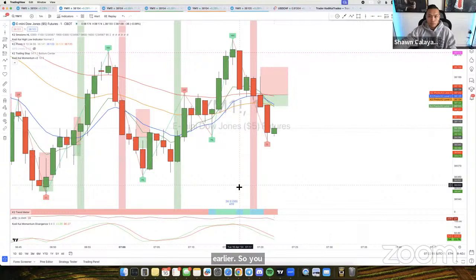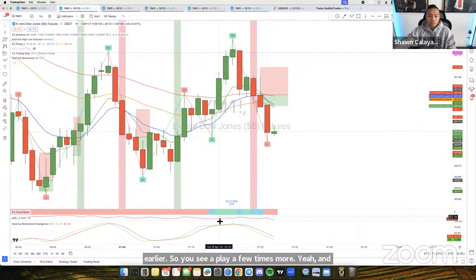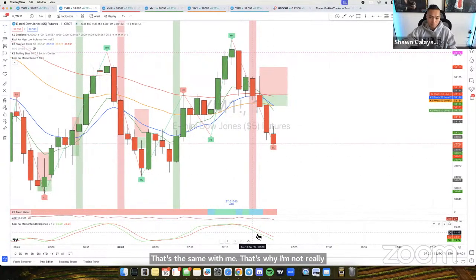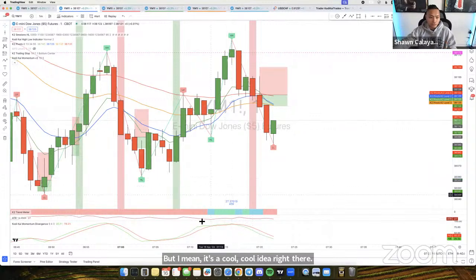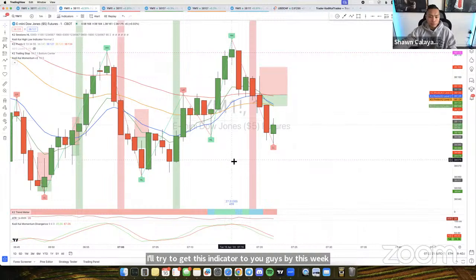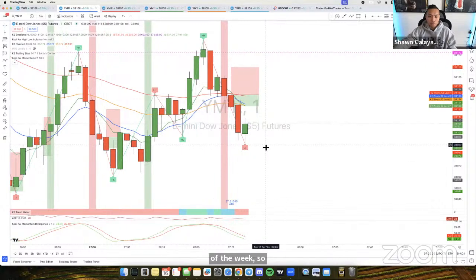That's why I'm not really looking to take anything here yet with just divergence, because I'm using this as a confluence. But it's a cool little idea right there. So if you guys want to keep testing this, eventually I'll try to get this indicator to you guys by this week, if not, by next week. I know I've got some stuff coming up at the end of the week, but I think it's a pretty good tool.